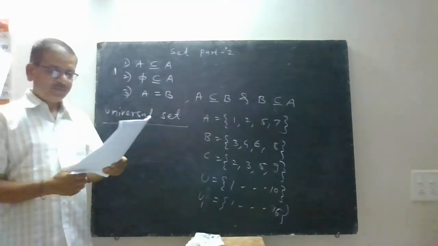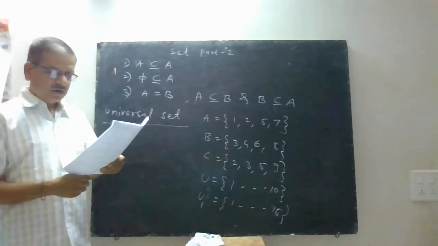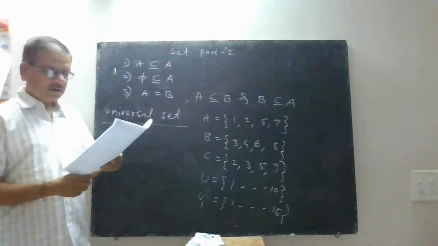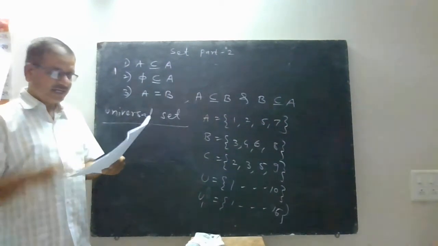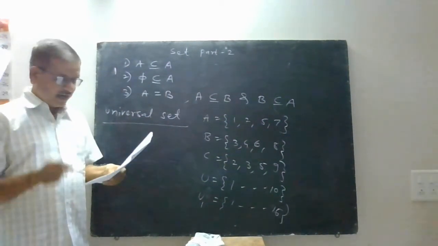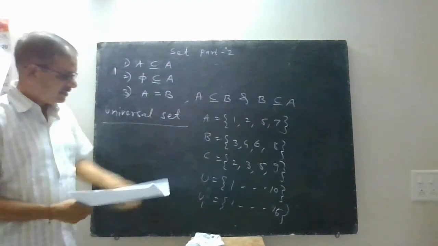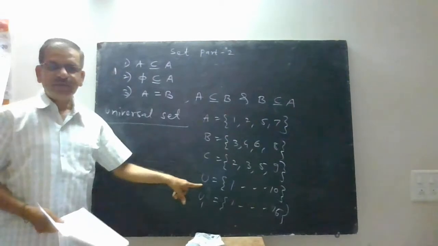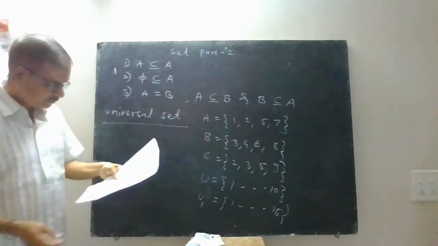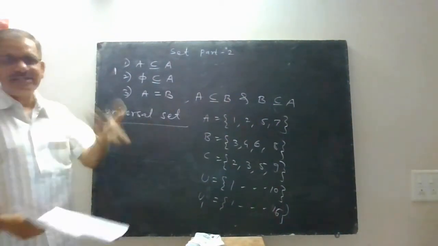So simply you can define what we mean by universal set. A bigger set which accommodates all the given sets under consideration is called a universal set. That is, the sets under consideration are subsets of a bigger set. That is what we call the universal set, and it is generally denoted by capital U. Now one more example you can take.